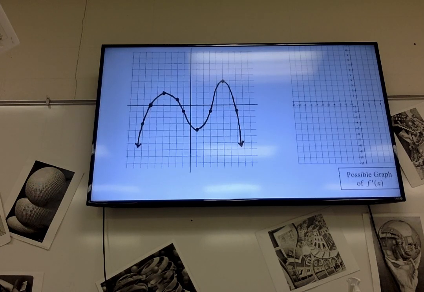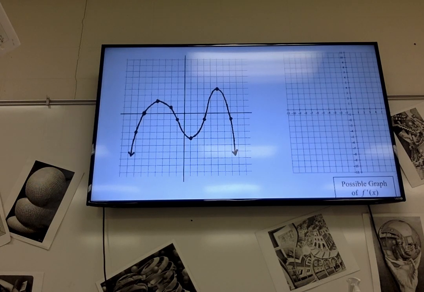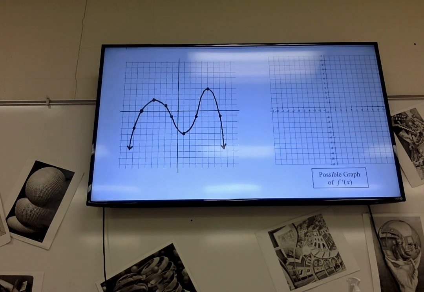Okay, so here's f of x. We want to draw a possible graph of the derivative. Possible graph, there's more than one, of f prime. So let's start with, to me, the easiest places to start, the zeros. At what points on this graph do I have horizontal tangent lines?